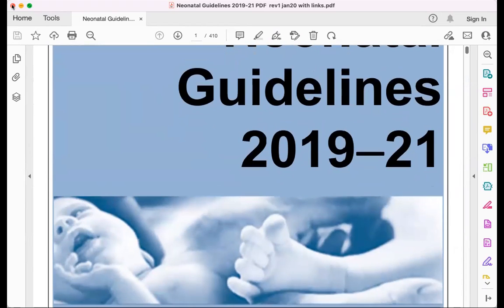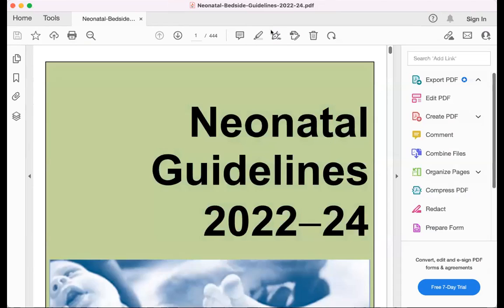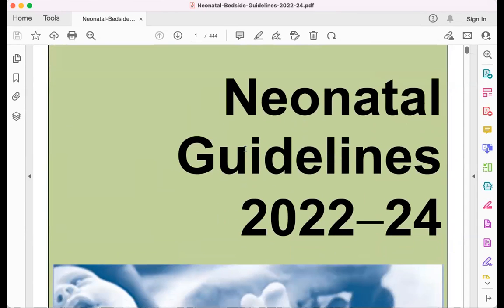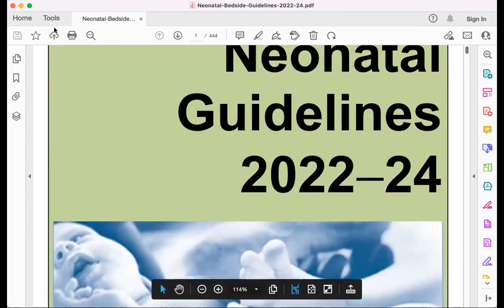So now the new guideline is the green one. Can you see the screen? If you can't see the screen, let me know, okay? So this was the blue, now the green one. Previously it was the blue one, now it is the green one.